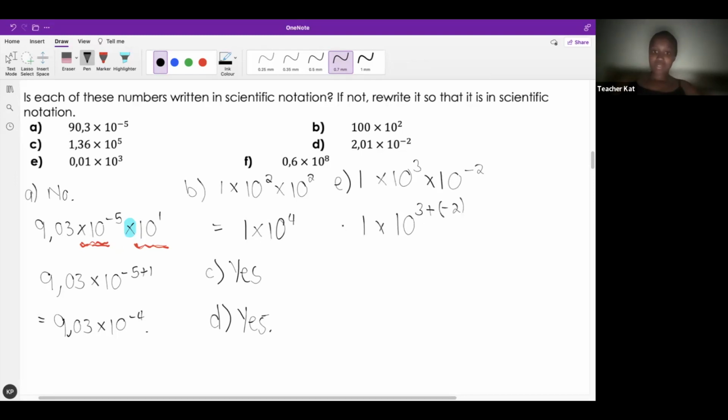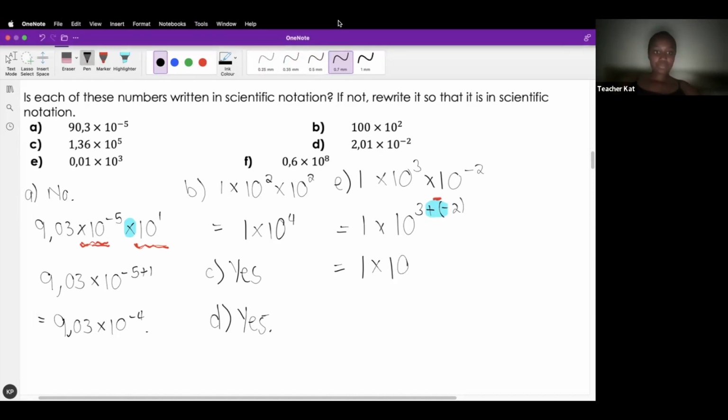What is that plus minus going to do? What's going to happen here? They're going to become a minus. So it is 3 minus 2. So then it's 1 times 10 to the power of just 1. Is it necessary that I write that 10 to the power of 1? No, so that's my final answer.